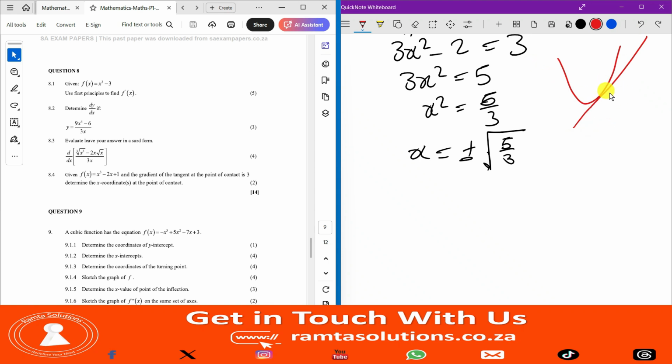So we should be taking only 1x value. But because of this, it won't really matter. Okay, but it's fine. So this is it. Otherwise, this is it. Even if you take the positive value, it's okay.